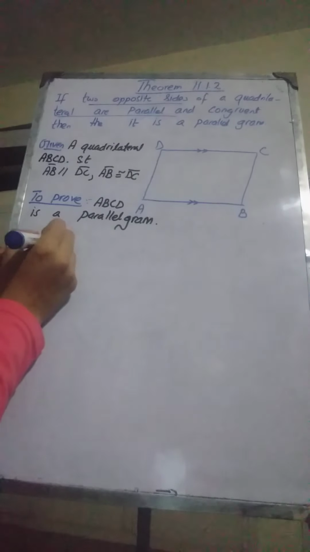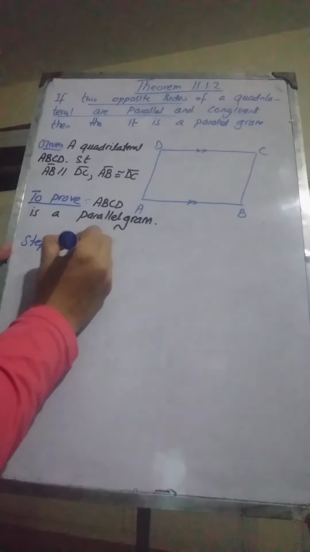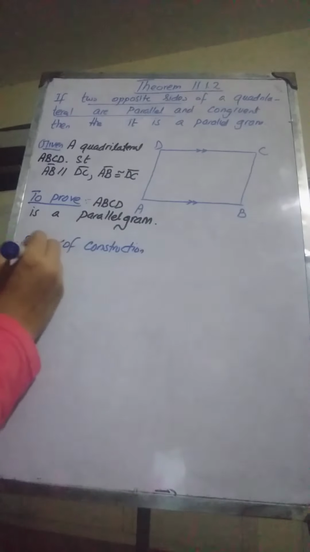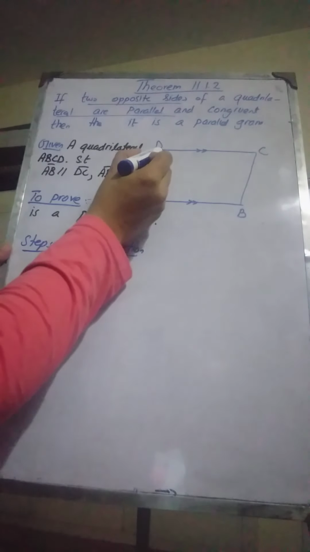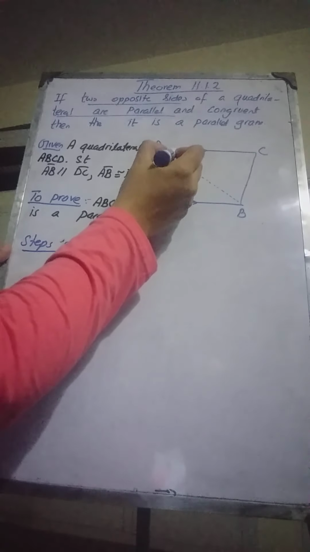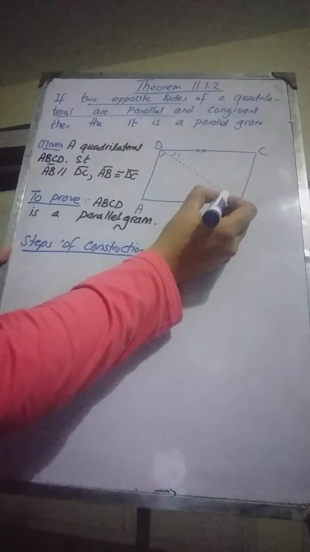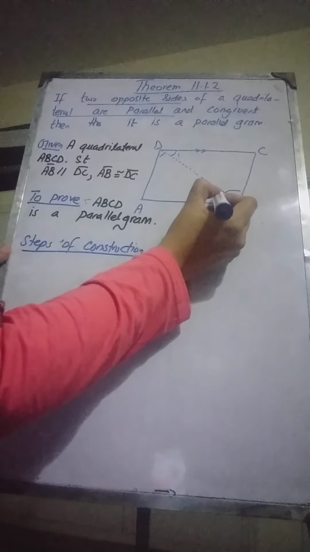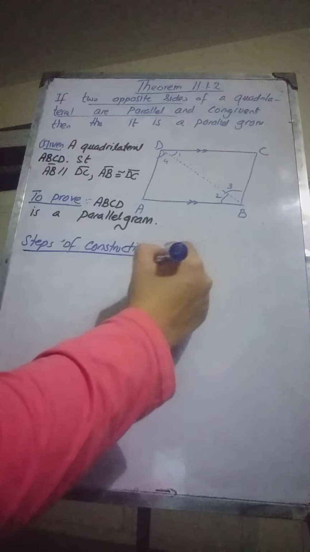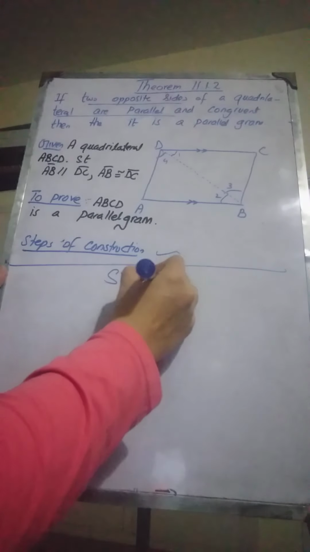For this, the steps of construction are very easy. We only need to draw a diagonal. We will join B to D, and then we are going to name the angles as 1, 2, 3 and 4. This is the only thing we are going to do in steps of construction. Now let me tell you a summary.